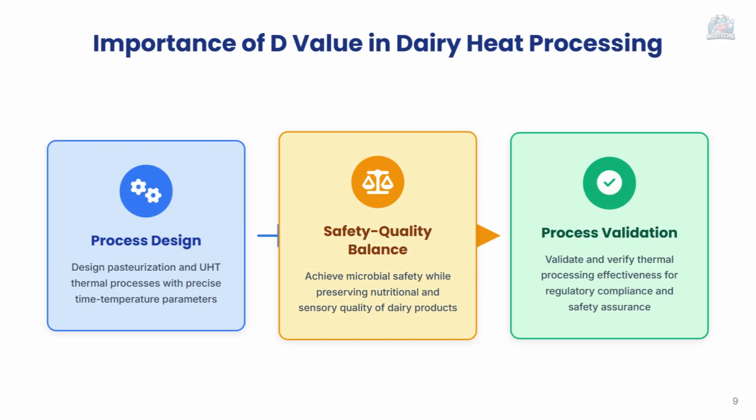The d-value plays an important role in dairy heat processing. First, it helps in process design. Engineers use d-values to determine appropriate time-temperature combinations for pasteurization or UHT. Second, it helps maintain a balance between safety and product quality. Finally, d-values are used for process validation to ensure that the heat treatment effectively destroys pathogens.